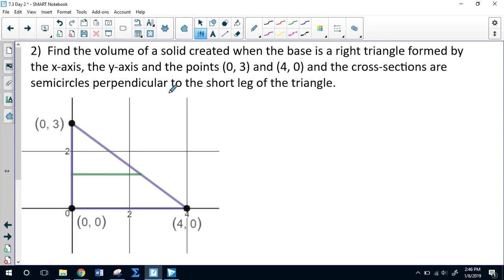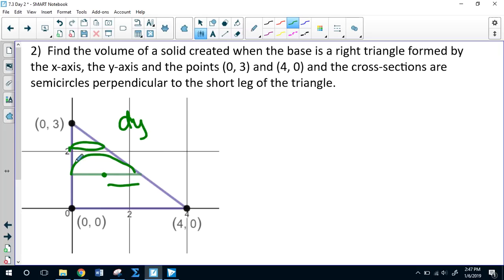Okay, problem number 2. Find the volume of a solid created when the base is a right triangle formed by the x-axis, the y-axis, and the points (0, 3) and (4, 0). So I'm connecting those two points to make a line, and together these three things make a right triangle. And the cross sections are semicircles that are perpendicular to the short leg. So this is the short leg, so my cross sections will be perpendicular to the short leg. Here is a semicircle, and we will keep creating more semicircles going up, which means this is a dy problem.